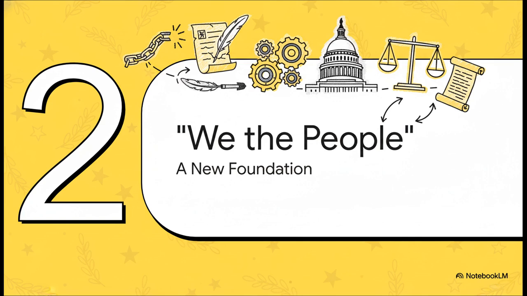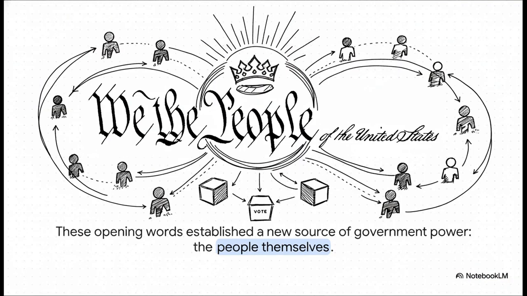And the document they came up with? It started with three little words that changed, well, everything. We the people. Seriously, those three words were a radical departure from everything that came before. Power no longer flowed down from a king or even from the individual states. The new government's authority would come directly from the citizens themselves.